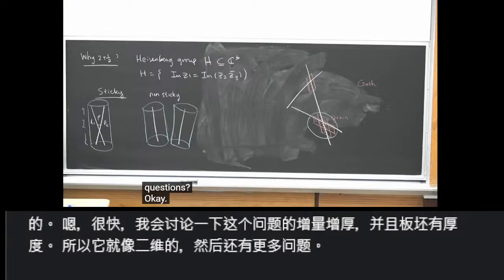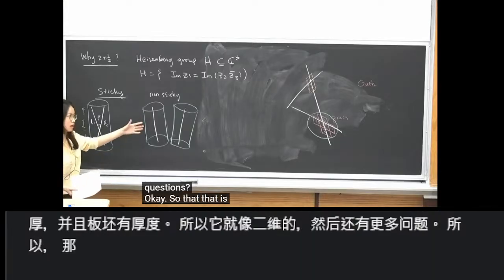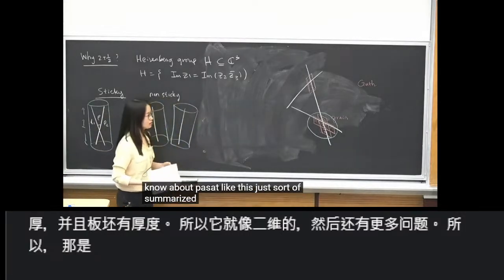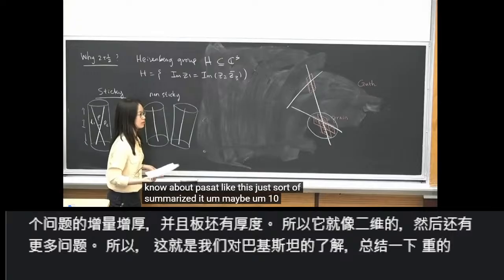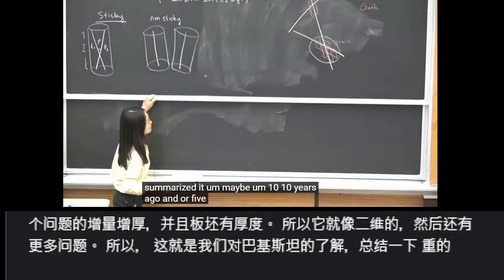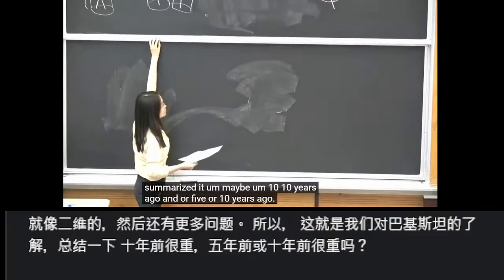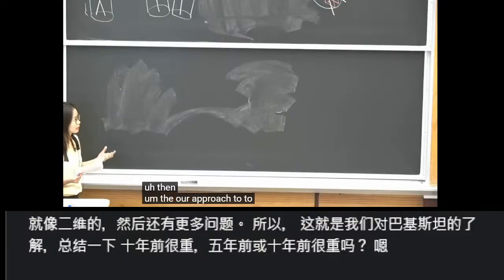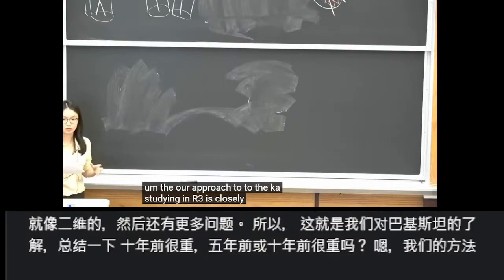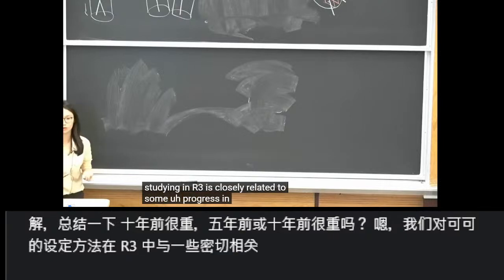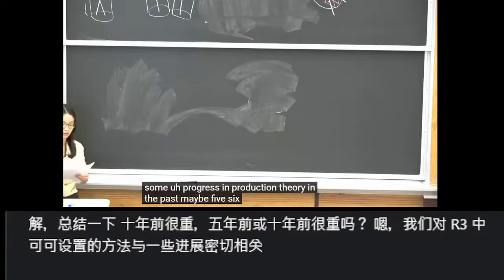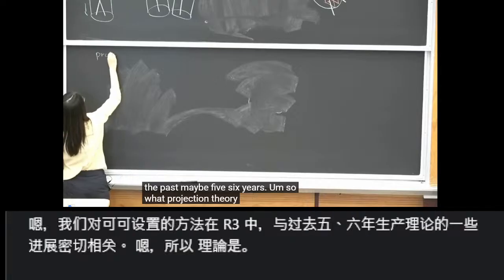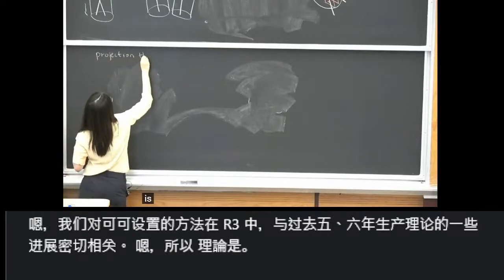Okay. So that is what we know about the Kakeya set. This picture sort of summarizes it maybe 5 or 10 years ago. Then our approach to the Kakeya set in R3 is closely related to some progress in projection theory in the past maybe 5-6 years. So what is projection theory doing?